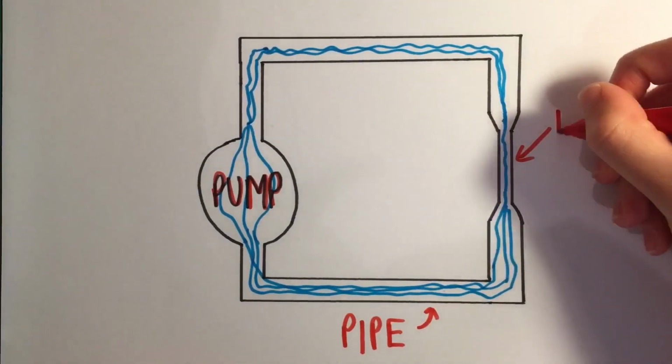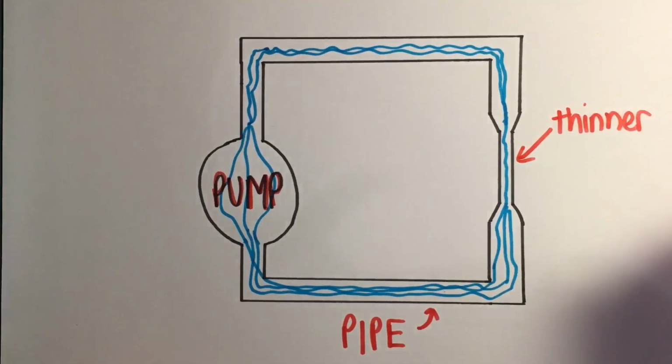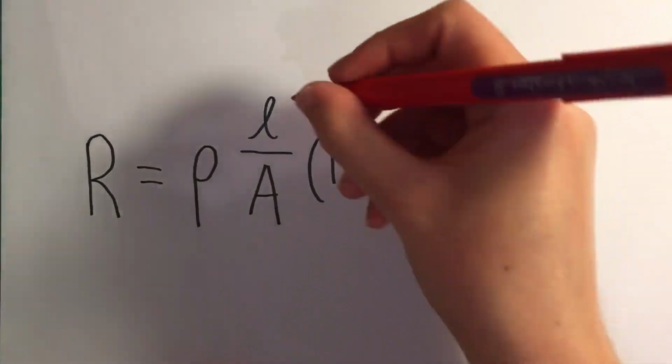At this point here, the pipe becomes smaller. The water is forced through a smaller area, causing the water flow to slow down. This is resistance, an opposition to the flow.